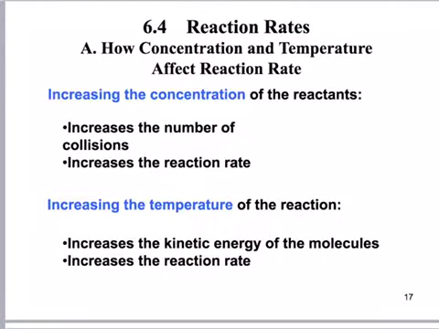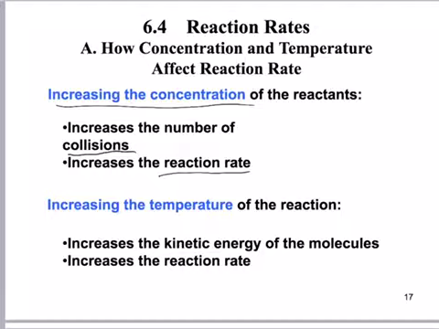Now, how can we speed up reactions? Okay? There are several different things that we can do to change how fast a reaction goes. Okay? We can increase the concentration of the reactants. Okay? If we increase the concentration, then we've got more molecules in a smaller space. More molecules in a smaller space means that there are more collisions. The more collisions, the bigger the chance that they've got the correct orientation and energy that the reaction will go and proceed. So we'd see an increase in the reaction rate.